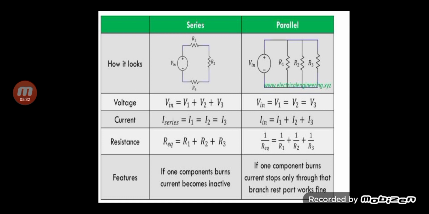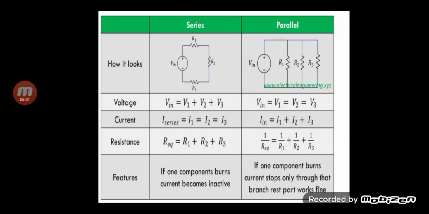Here are the formulas to calculate the voltage, current and resistance in series and parallel circuits. As you can see, the potential difference, current and resistance. When we talk about the voltage in a series circuit, this is the voltage divider. So V total is equal to V1 plus V2 plus V3, but in a parallel circuit it remains the same.